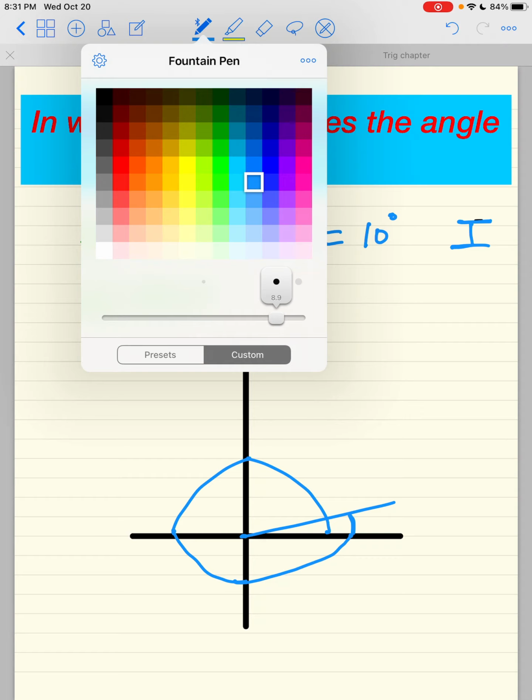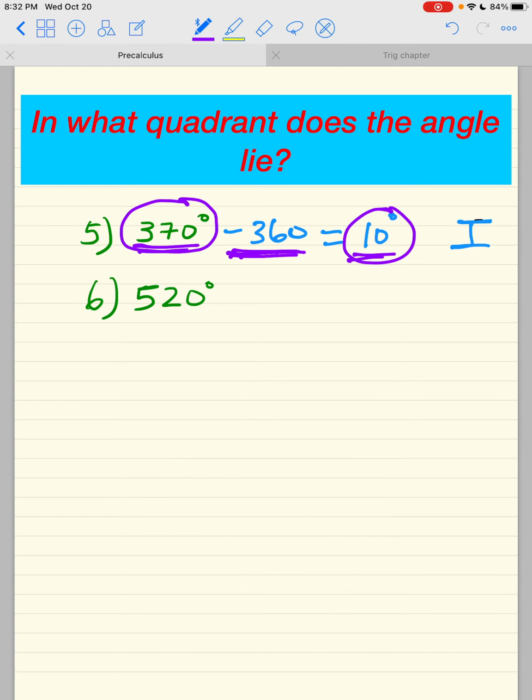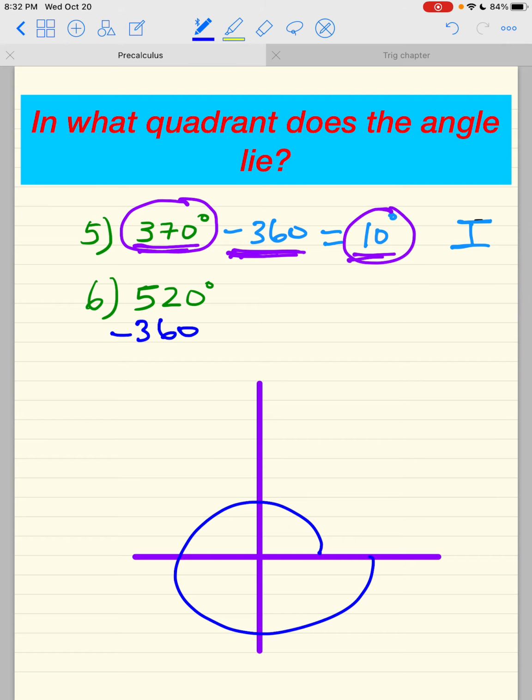So for 370 degrees, everyone, you go around 360, you end up back at the start, and then you go an additional 10. What I did was I took 360 away from 370, and I ended up with 10 degrees. 370 degrees and 10 degrees are called coterminal angles. They basically terminate in the same location, okay? Let's figure out 520. So 520 degrees, we definitely need to go around 360. And so I'm going to subtract 360 from this, and then I'm going to be left with 160 degrees.